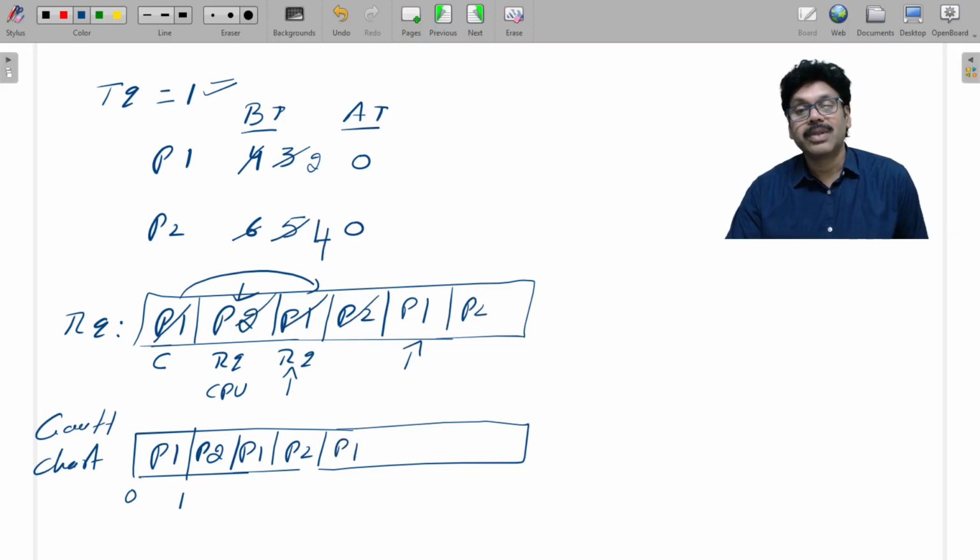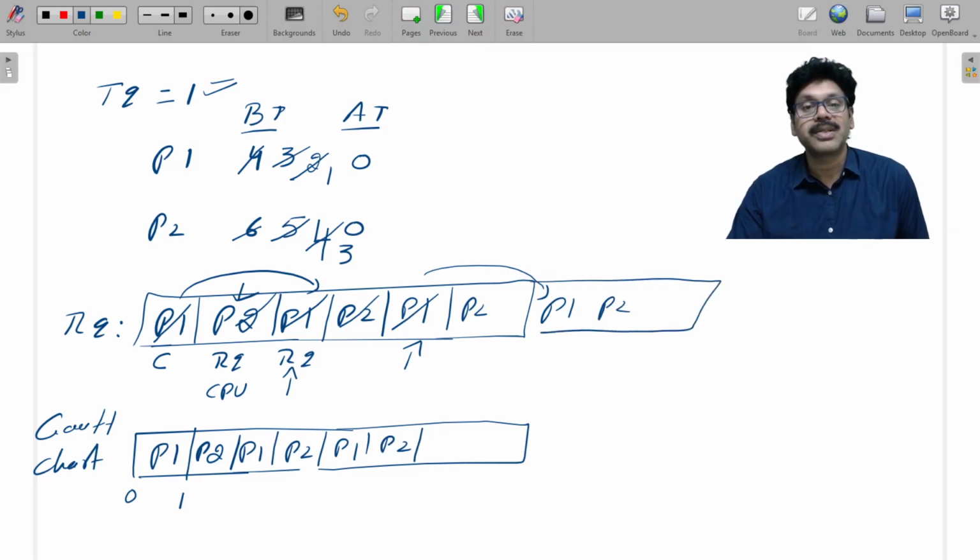P1 is there now. P1 is executed for another 1 unit of time. Again it has to come to the queue. Then after that P2 is executed, the balance is 3. Then again P2 has to be in the queue. See how the queue is increasing. Now P1 is executing, and it is completely executed now. P1 is executed, so remove it. So that is the condition.